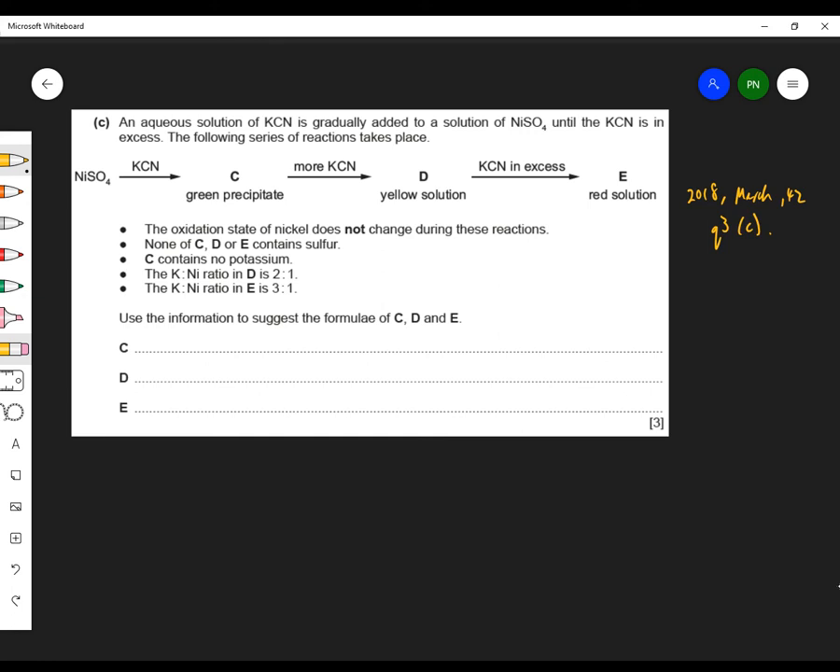Okay, an aqueous solution of potassium cyanide is gradually added to a solution of nickel sulfate until the KCN is in excess. The following reactions take place: that, and that. We get a precipitate here. So what can we assume from that?